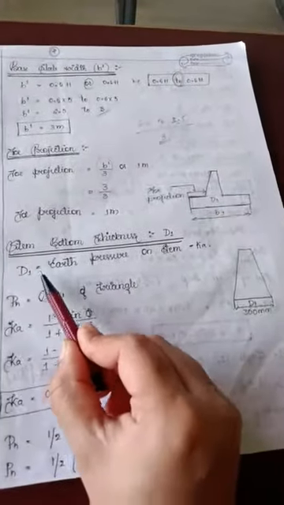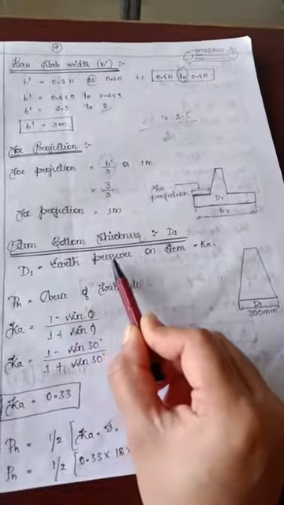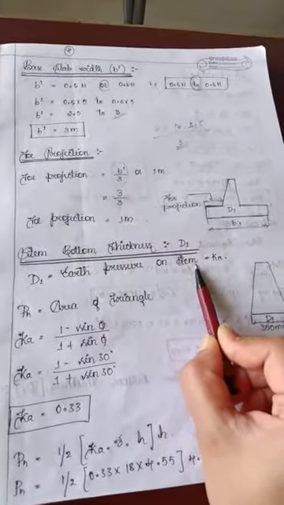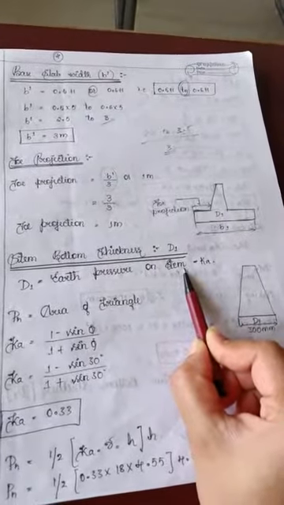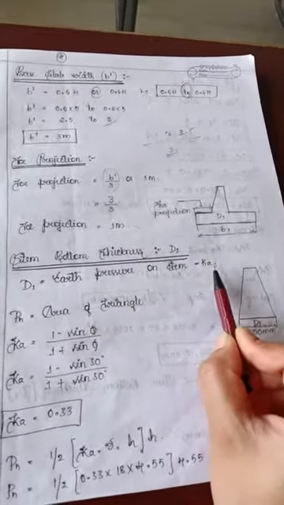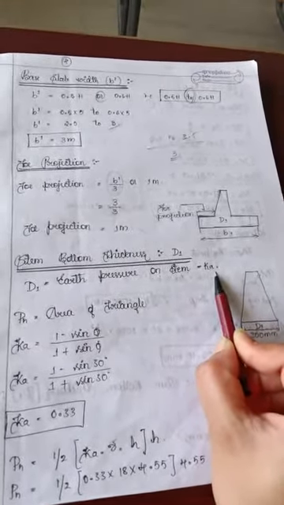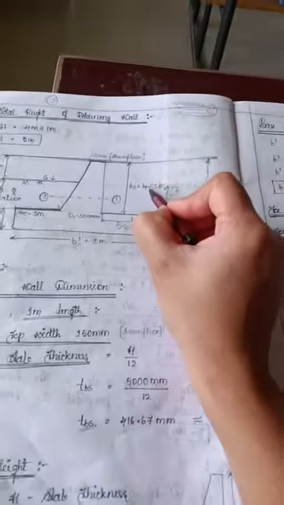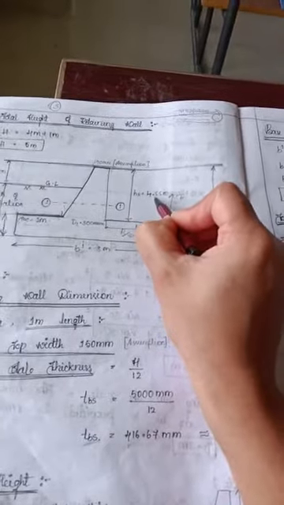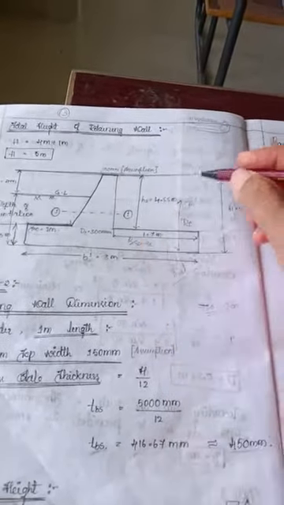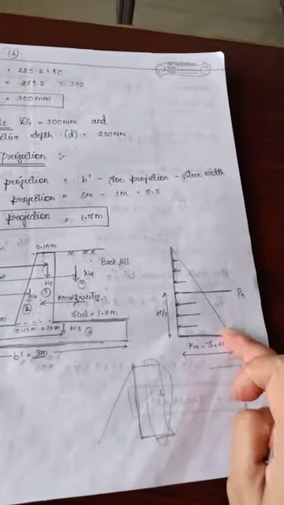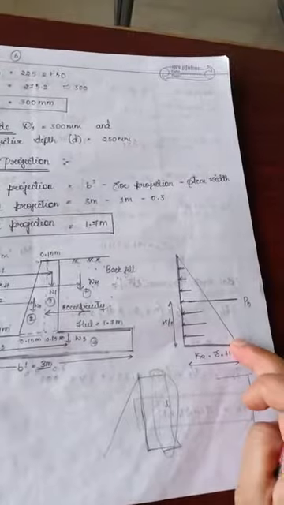D1 depends on the earth pressure on the stem. The earth pressure on the stem is indicated in terms of the Ka value. Here in this diagram, backfill soil is there. When the backfill soil is placed, the pressure arises like this.